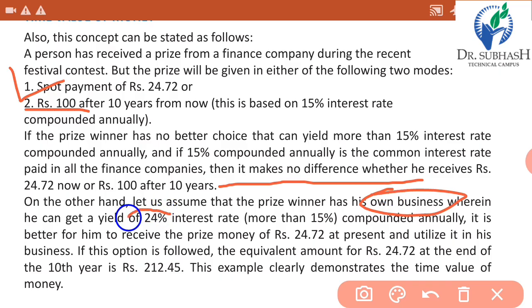On the other hand, let us assume that the prize winner has his own business and he can yield up to 24% interest. It means it is more than 15%. It is better for him to receive the prize money of 24.72 rupees at present and utilize it in his business. If this option is allowed, the equivalent amount for 24.72 rupees at the end of the 10th year will become 212.45.